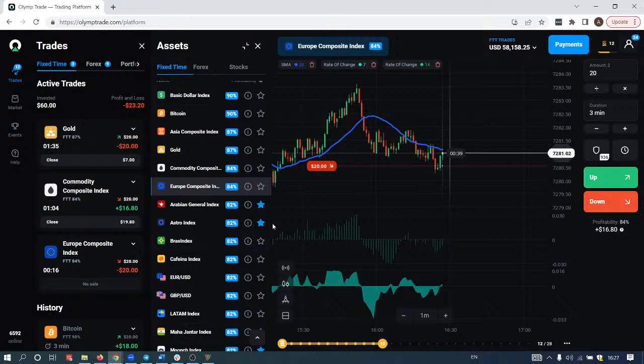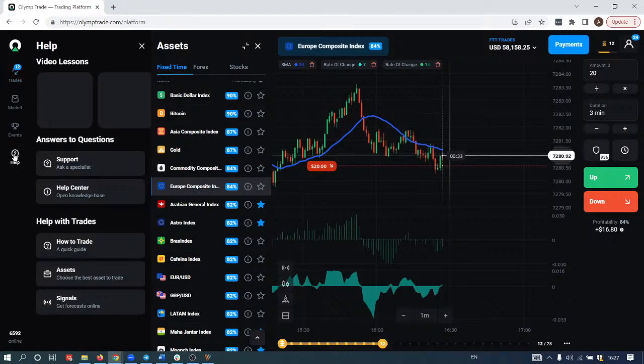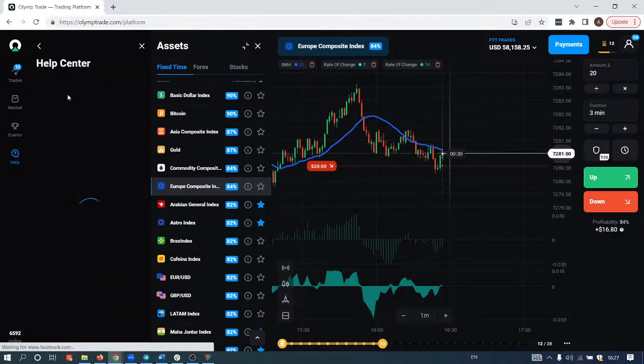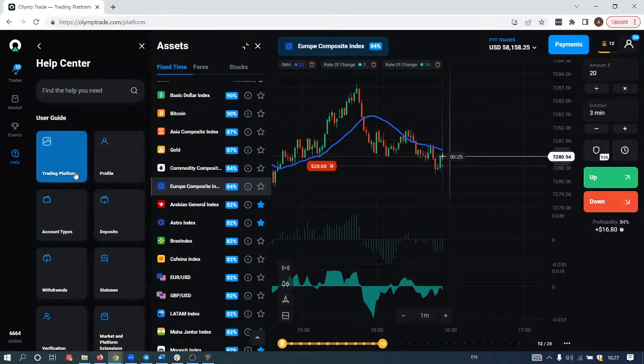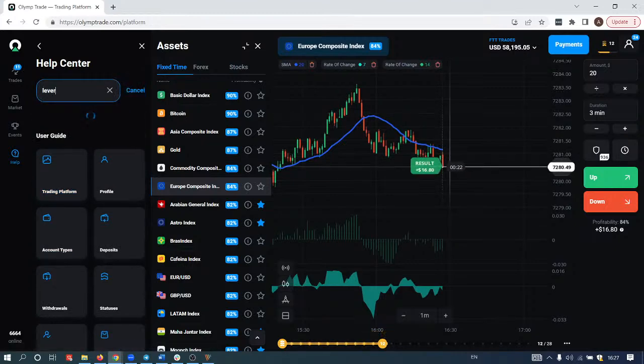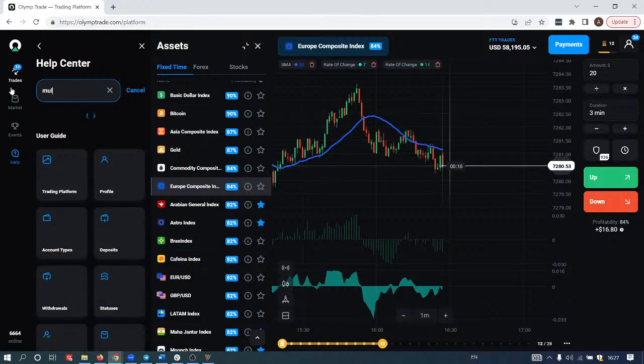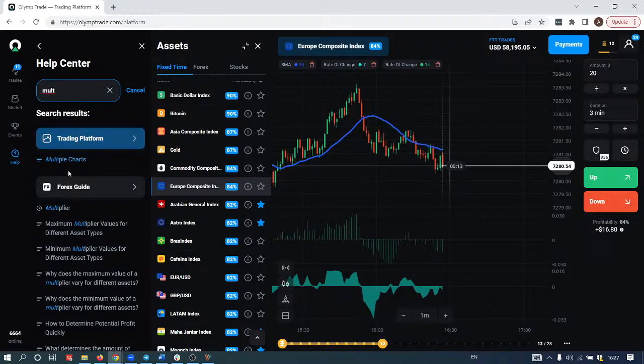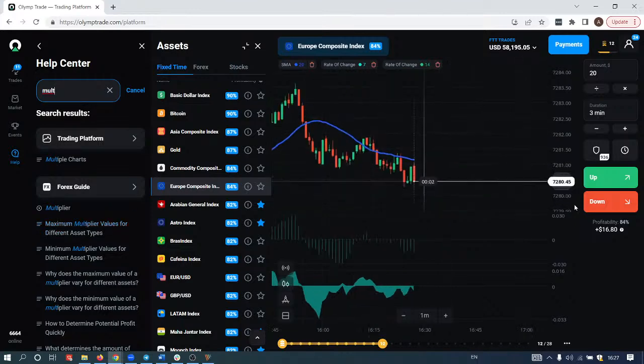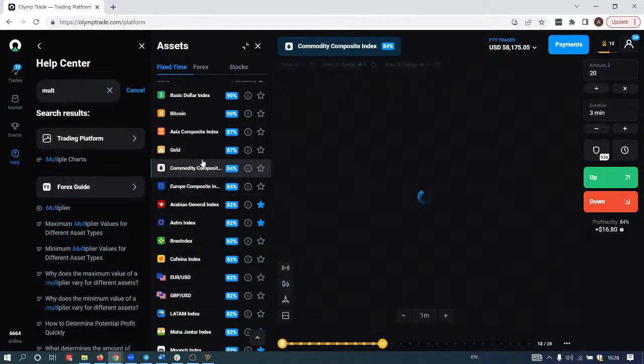Okay, so it's not really the topic of today's webinar, and it's quite a big topic. In this case, I suggest that you check our help center and type here leverage, or it's more like multiplier. Yes, we usually call it multiplier. Forex guide multiplier. You can find information here on any topic, any question that you have, and that's probably your best source of information regarding trading.